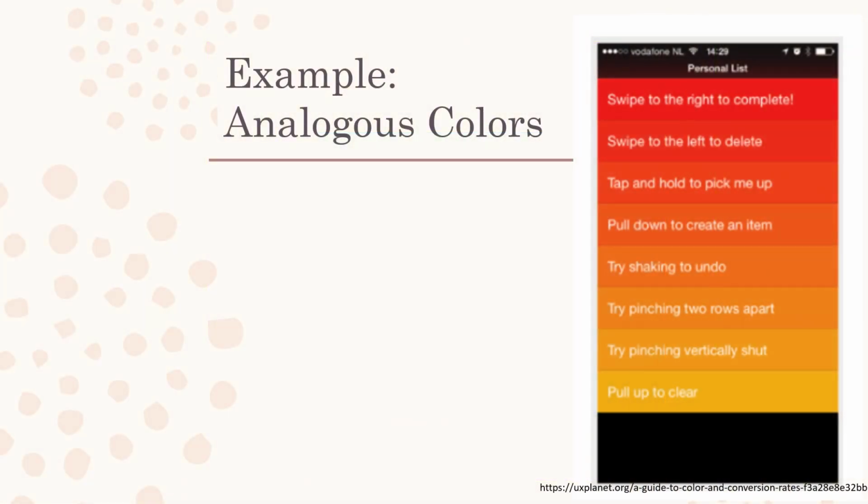This mobile app is another example of using analogous colors. It's a task manager app and uses analogous colors to visually prioritize important tasks and highlight the most critical ones.